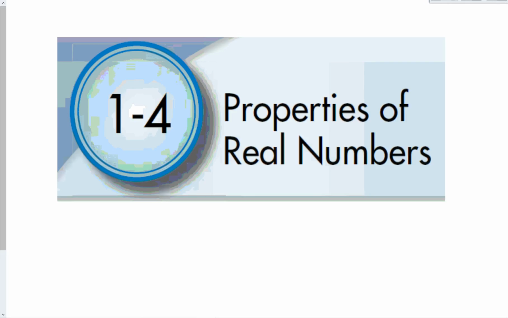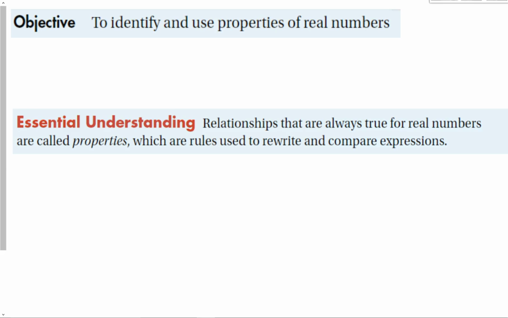1-4, properties of real numbers. So my objective in this lesson is to identify and use the properties of real numbers. And my essential understanding, what we should know, is that relationships that are always true for real numbers are called properties, which are rules used to rewrite and compare expressions.